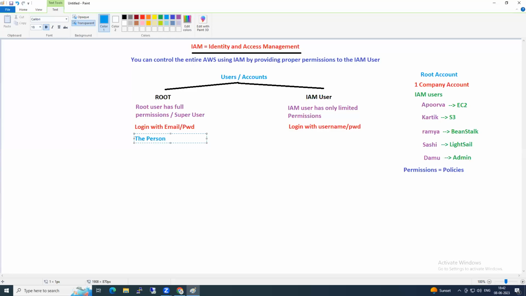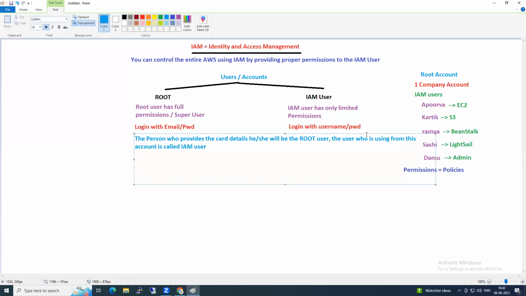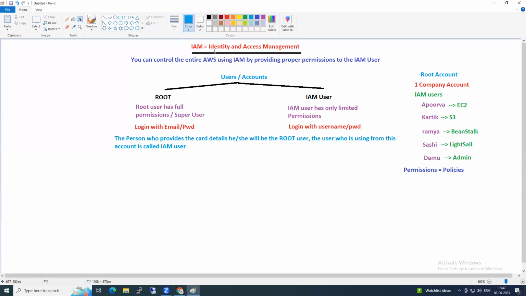So the person who provides the card details, he or she will be the root user. And the user who is using from this account is called an IAM user. So I wrote this just to make sure you understand the difference between the root user and the IAM user. Do you all agree?